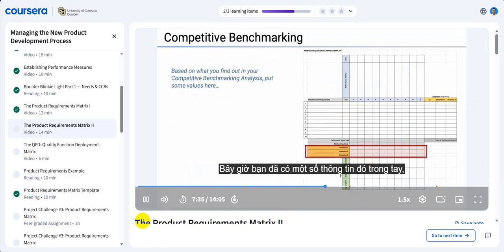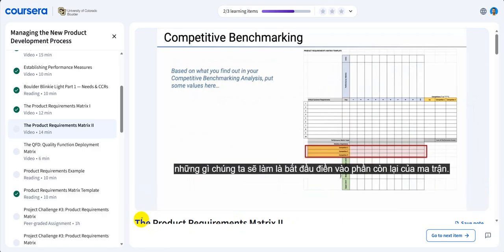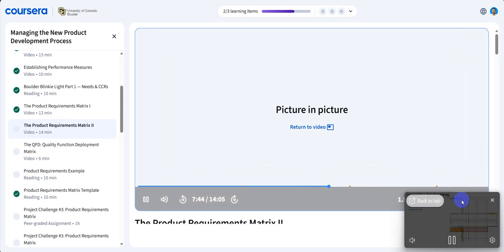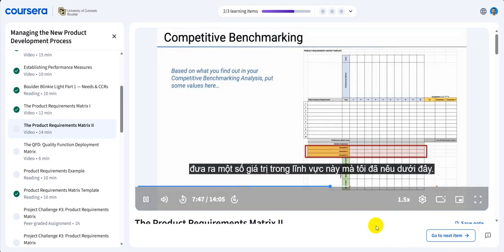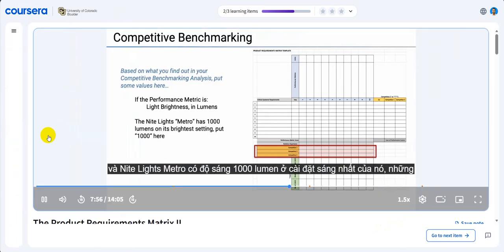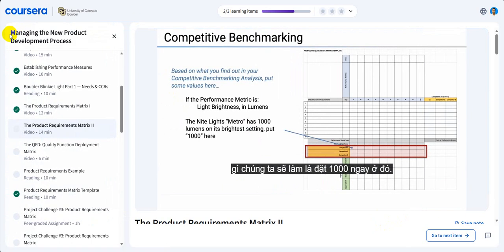Now that you have some of that information in hand, we're going to start filling out the rest of the matrix. Based on what you found in your competitive benchmarking analysis, put some values in this area I have outlined below. For example, if the performance metric is light brightness, measured in lumens, and the Night Lights Metro has a brightness of 1000 lumens on its brightest setting, we would put 1000 right there. And the Bright Nights Night Vision has 1200 lumens, so we would put that right there. I think you get the idea.